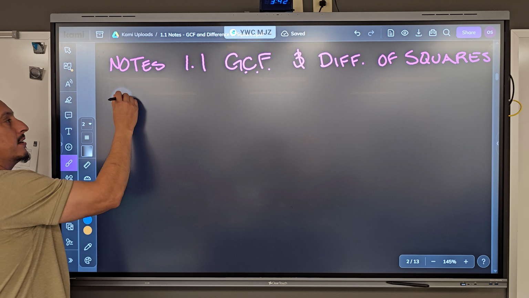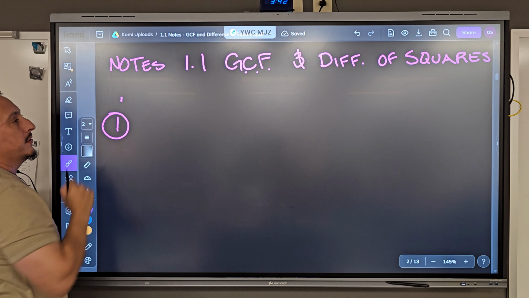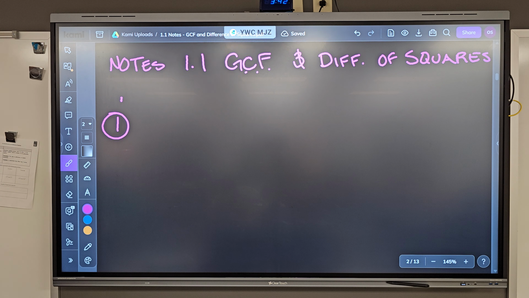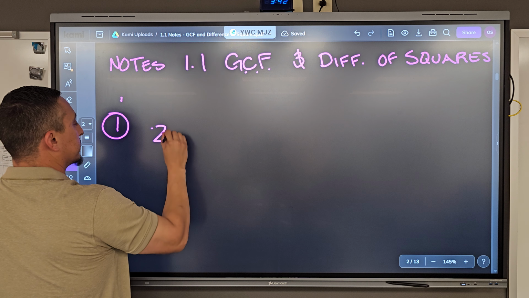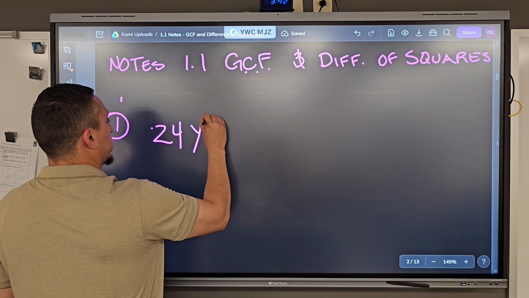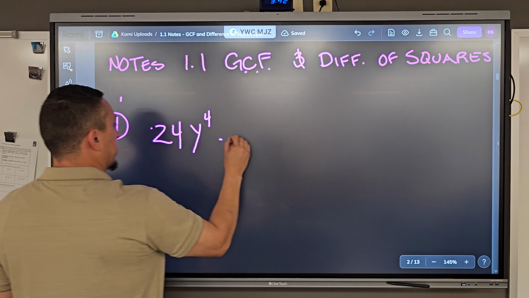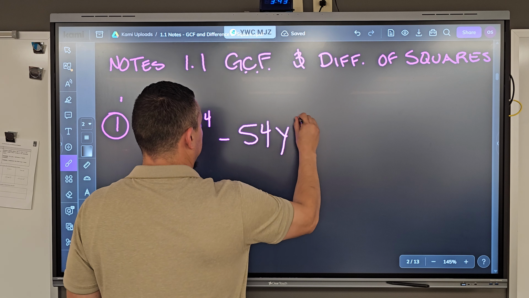Okay, so let's start number 1. We are using GCF to simplify to the lowest terms. So we're going to do this problem: 24y to the 4th minus 54y.